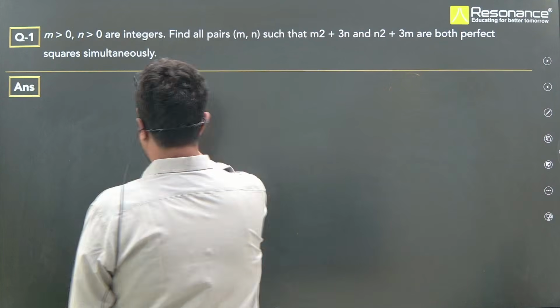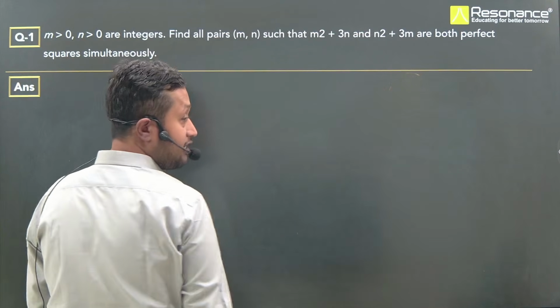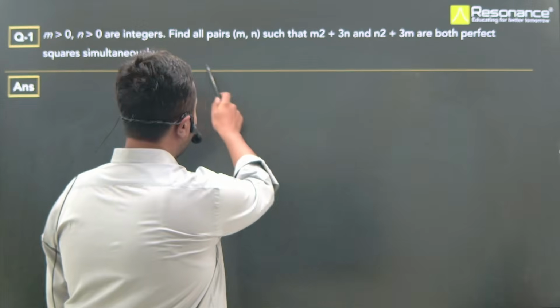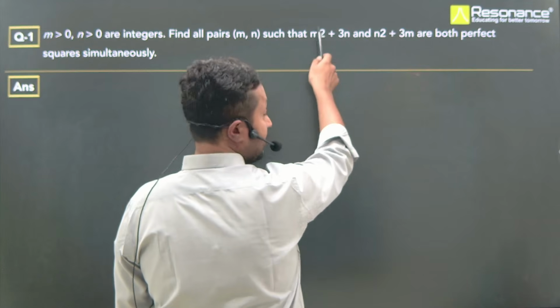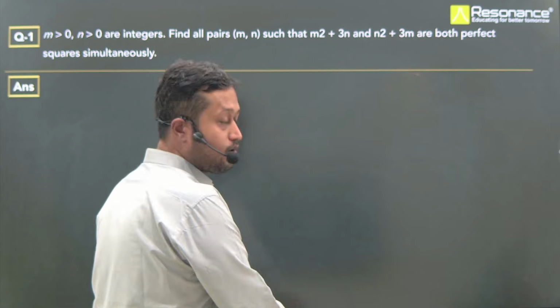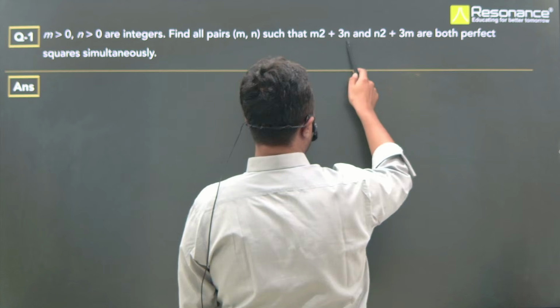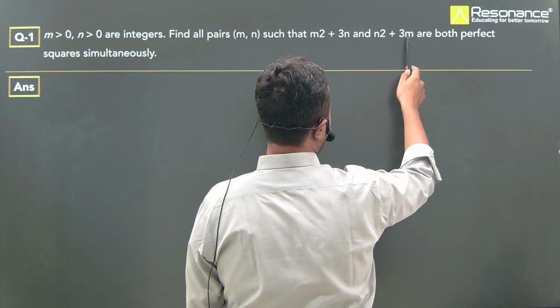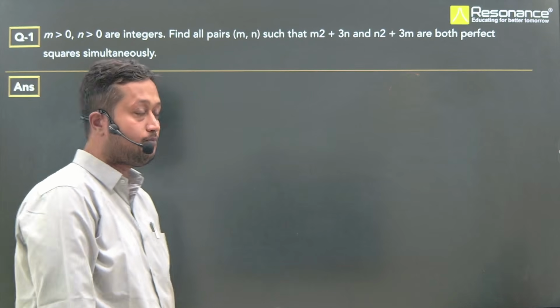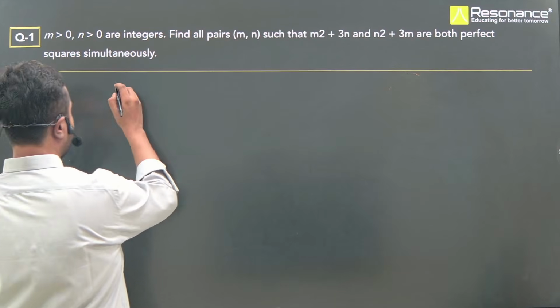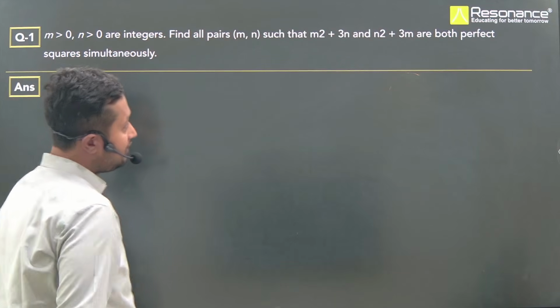Well, that's the first question. N and M are given to be positive integers. Find all such M and N so that M square plus 3N, by the way, that's supposed to be M square in the question. So M square plus 3N and N square plus 3M are both perfect squares simultaneously. Quite a symmetric situation, right? Okay, so let's think about this.